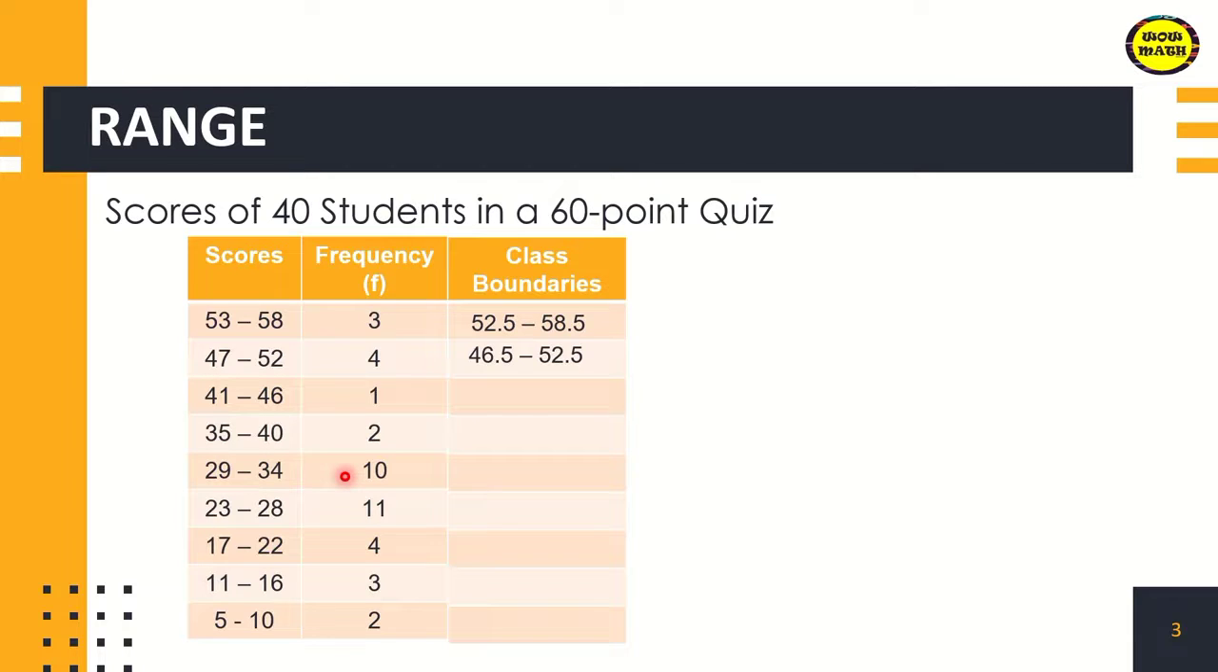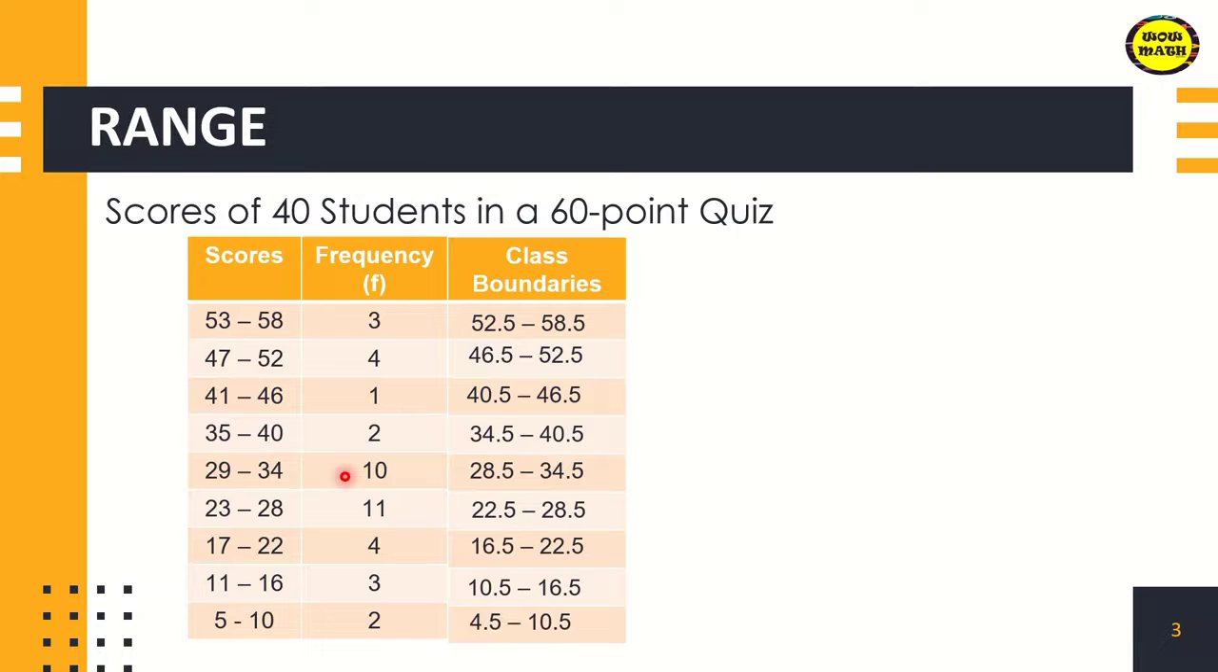Same process sa third row, magiging 40.5 to 46.5. Sa 35 to 40, magiging 34.5 to 40.5 yung class boundaries. And then next, 28.5 to 34.5. Same with 23 to 28, that is 22.5 to 28.5. 16.5 to 22.5, 10.5 to 16.5, and for the last row, 4.5 to 10.5.